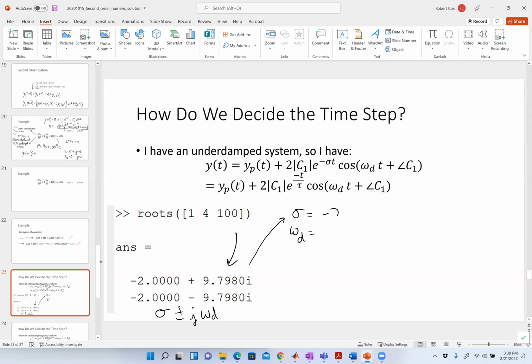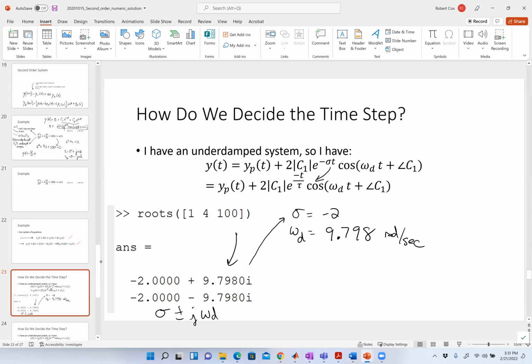Yep, -2 and 9.798 radians per second. Okay. So in this case, what I did was I said, all right, technically we don't really have a time constant, but if I look at this, e to the negative sigma t, I guess I got to be careful.